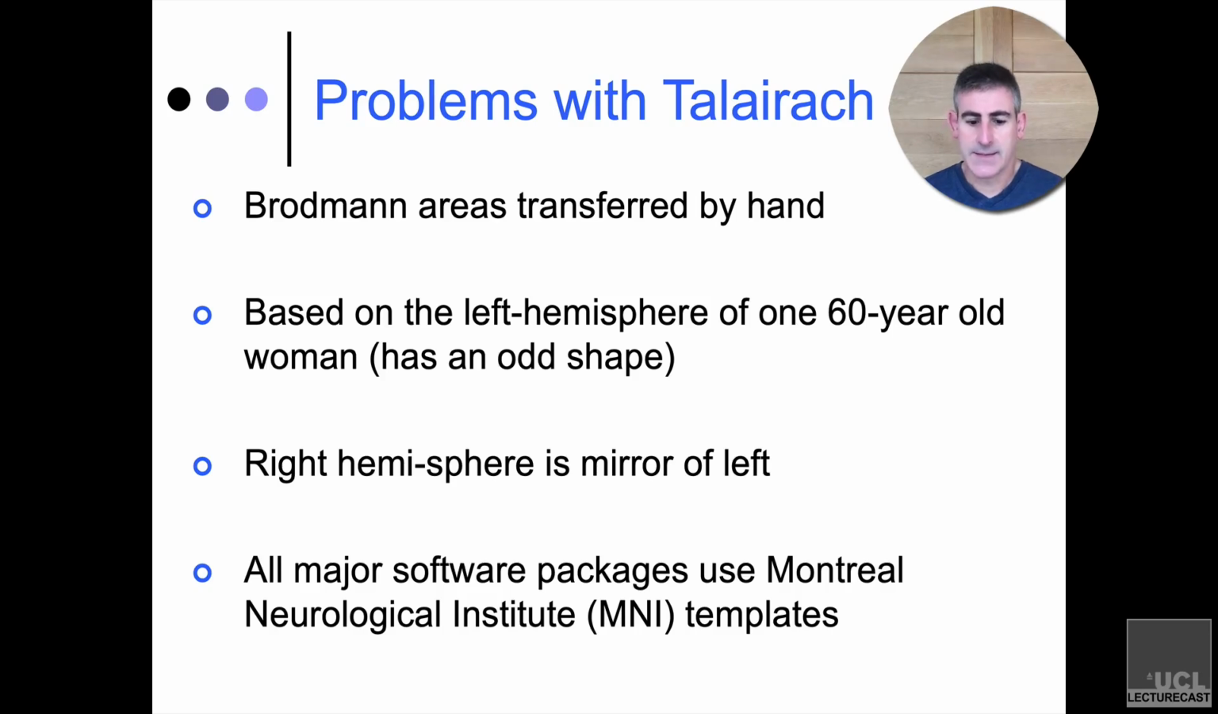And as I said, it was based on the left hemisphere of one 60-year-old woman. It has an odd shape, but everybody's individual hemisphere has an odd shape. So there's not a canonical shape that you get out of particular heads. The right hemisphere is just simply a mirror of the left because they only actually bothered to do the anatomy of the left. And no major software packages use the Talairach and Tournoux Atlas as a reference when doing normalization. Many of them refer to the Talairach and Tournoux space, but the atlas that they're using is a Montreal Neurological Institute atlas. It's just the coordinate system from Talairach and Tournoux that they've kept.